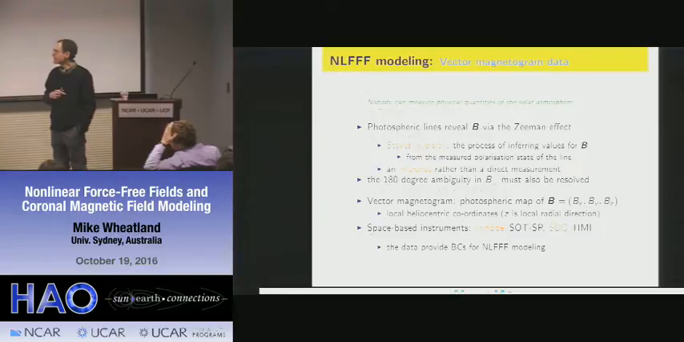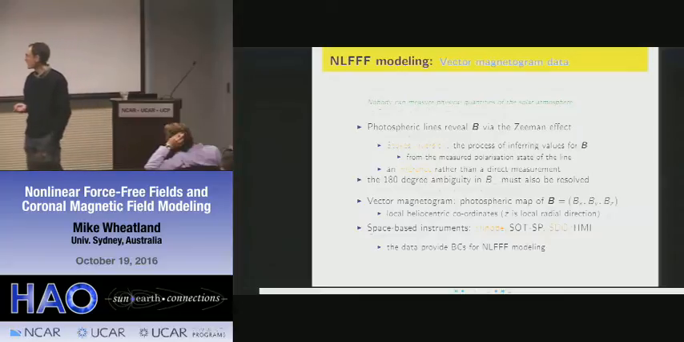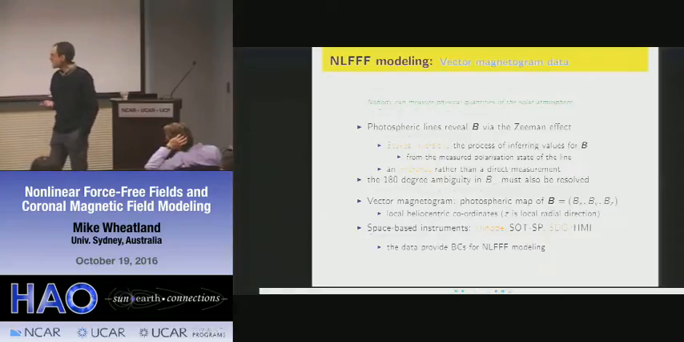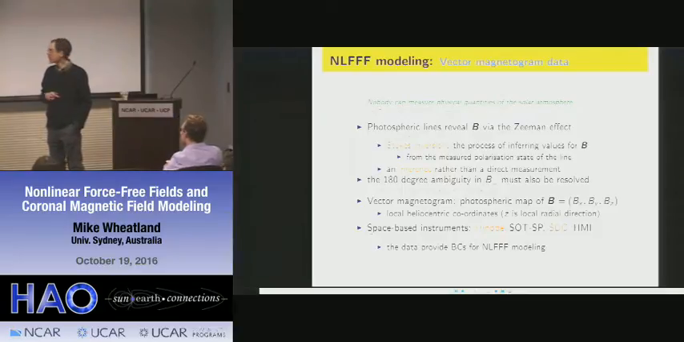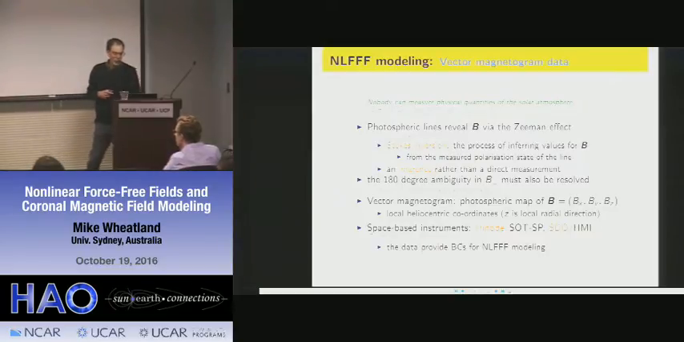There are now two space-based instruments providing high quality, high cadence data. So there is one on the Hinode satellite and also one on the Solar Dynamics Observatory, of course. And so the availability of this data is one reason for the popularity of the nonlinear force-free modelling. So the availability of vector magnetogram data has made this more popular. So that data provide boundary conditions for the model.